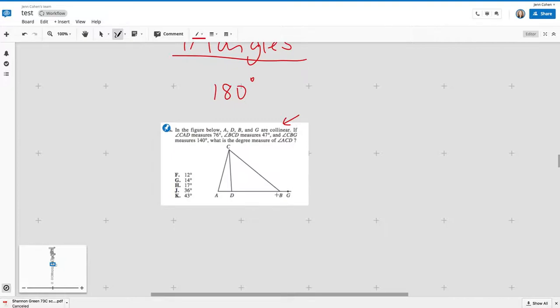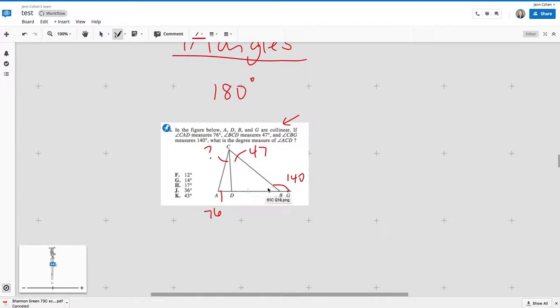So, at any rate, CAD measures 76 degrees. That'll be right here. BCD measures 47. That one's right here. CBG is 140. That's going to be the outside here. And we're supposed to find this one. And really marking everything is helpful. That way you can keep track of it all.